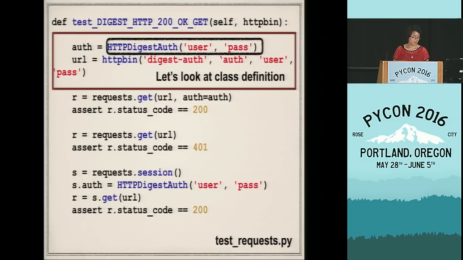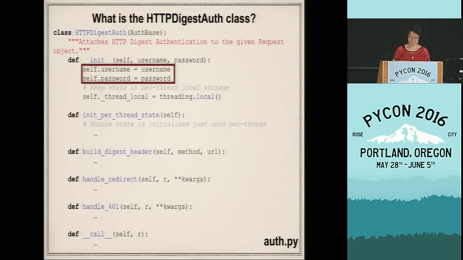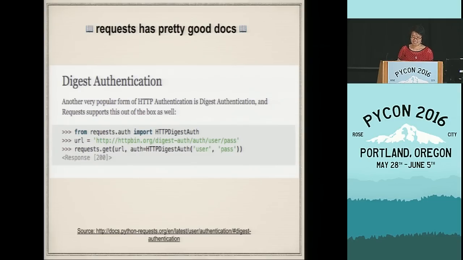So there's HTTP digest auth. It takes in a user and a pass as strings. Let's do the function jump and look at the class definition of HTTP digest auth. There's a number of methods here, and I'm going to ignore most of them except for the init method. The init method takes in the username and password, which are the required arguments to create an instance of HTTP digest auth.